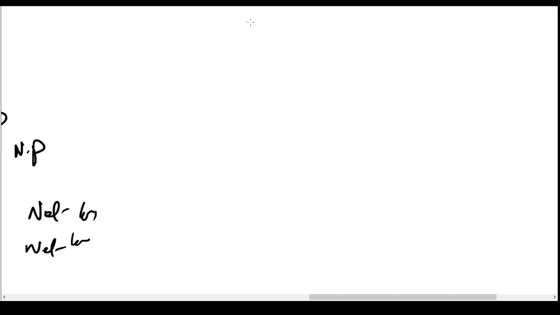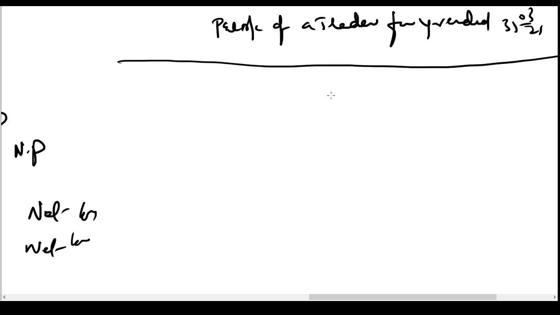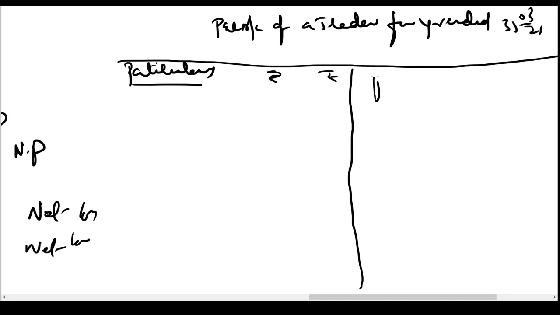I'll prepare the format of the profit and loss account here for you. Profit and loss account of a trader for year ended 31st March 21, let us say. We will have particulars, rupees, particulars, rupees and rupees.